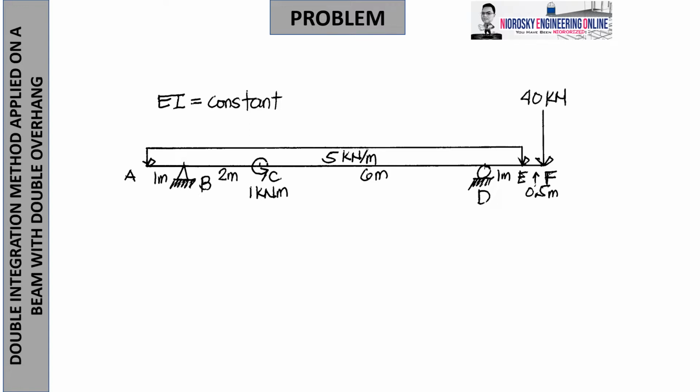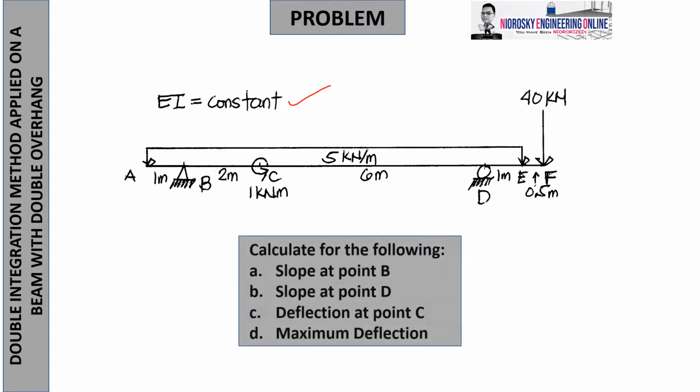Now set EI to a constant, meaning the EI is not identified as any particular value, so it can be of any value. Therefore we set it to a constant, meaning it is a prismatic condition, and we need to calculate the following: slope at point D, deflection at point C, and what's the maximum deflection.